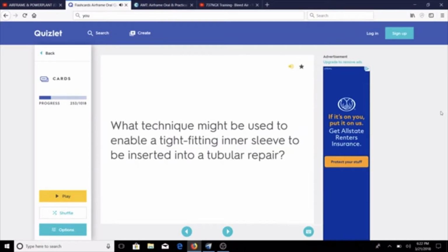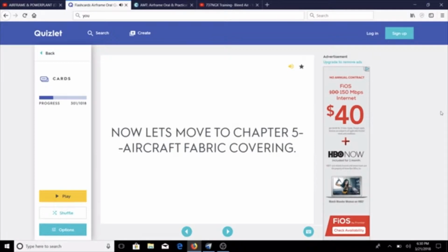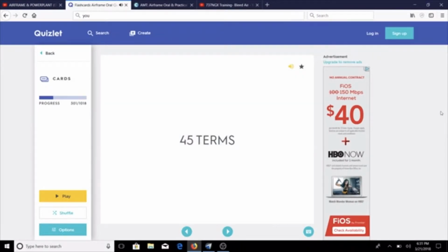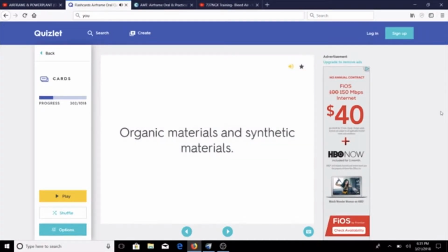What technique might be used to enable a tight-fitting inner sleeve to be inserted into a tubular repair? The inner tube could be chilled in dry ice or in a freezer while the outer tube could be heated slightly with a torch. Now let's move to Chapter 5, Aircraft Fabric Covering. 45 terms. Aircraft covering fabrics are made of materials from what two sources? Organic materials and synthetic materials.